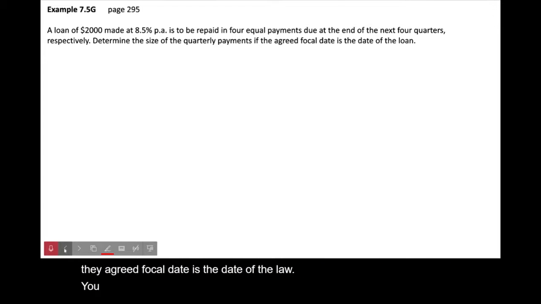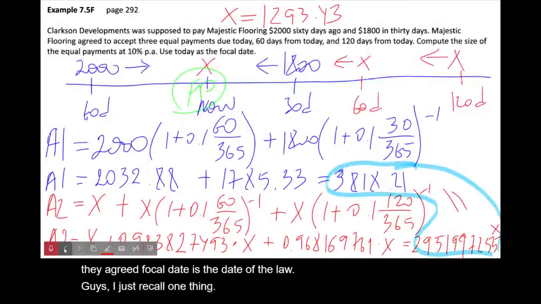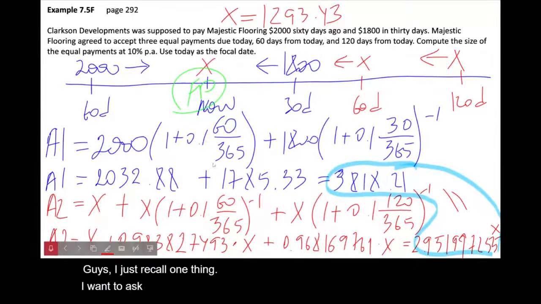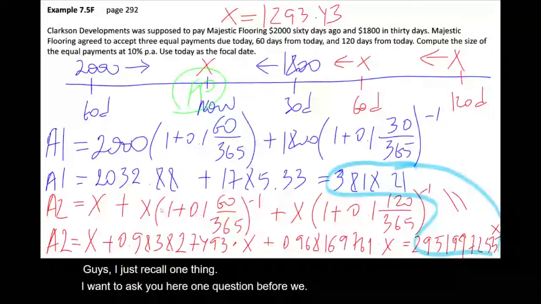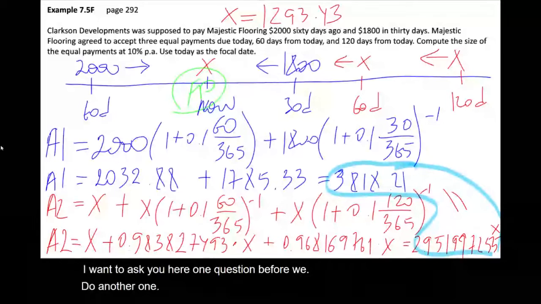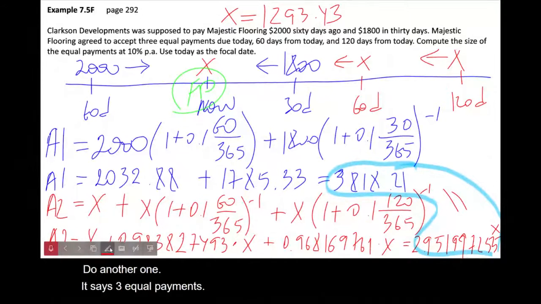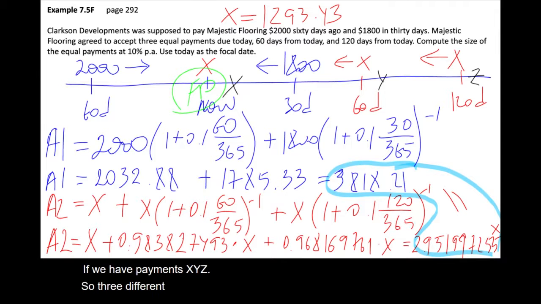Guys, I just recalled one thing. I want to ask you one question before we do another one. It says 3 equal payments. Is it possible, if we have payments X, Y, Z, so 3 different payments, for us to find those payments? Yes, would we just have to add another, like A3?